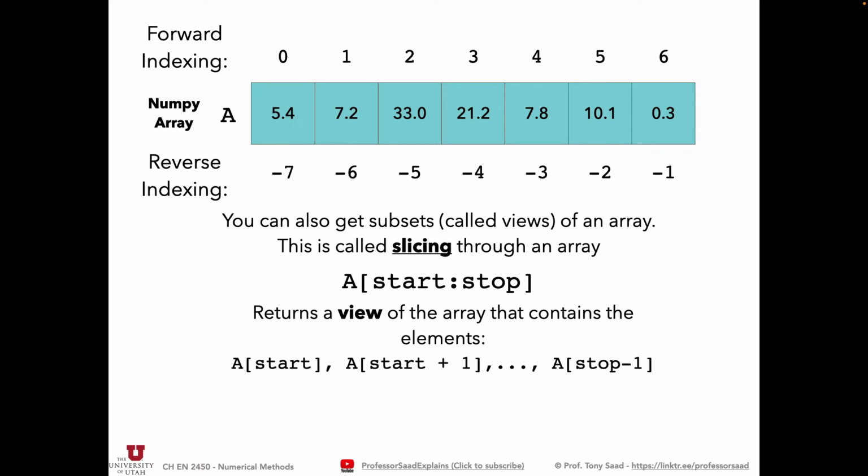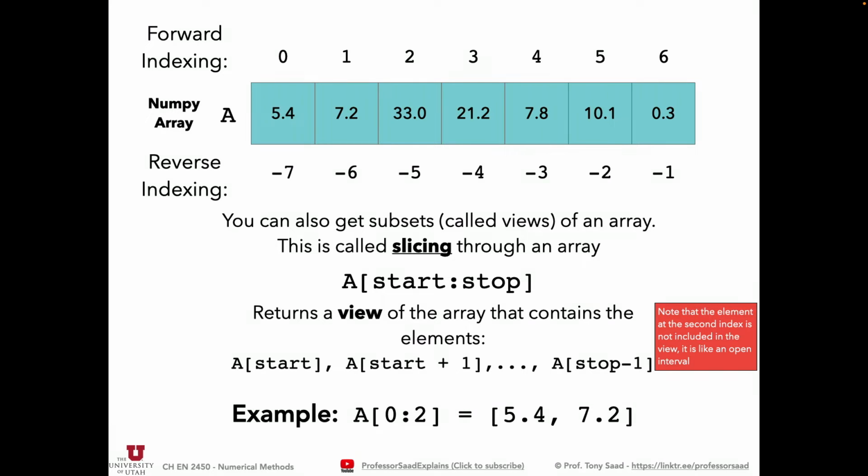Okay? The notation is simple. To access a subset of an array or a slice of it, you use these colons, and you say A, start, colon, stop. And it will give you a view of the array that contains the value A at the starting point, A at start plus 1, all the way to stop minus 1. So it's not including that last entry. It's like an open interval. Okay? Note that the element at the second index is not included in the view. Right? It's an open index. So here's an example. If I go A, 0 to 2, it's going to give me the element A at 0 and then A at 1. Right? So if you call this, it gives you this view of the array, this subset of the array. You will see in a minute that this is going to be very useful.